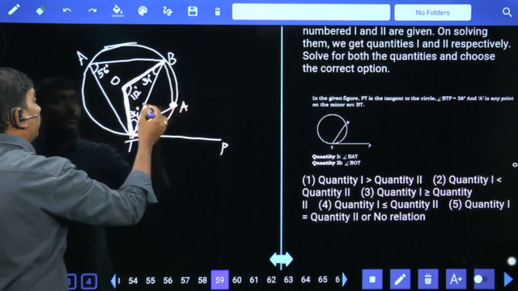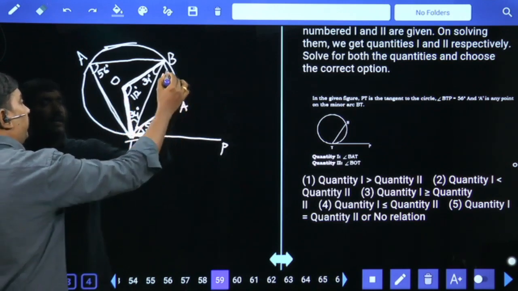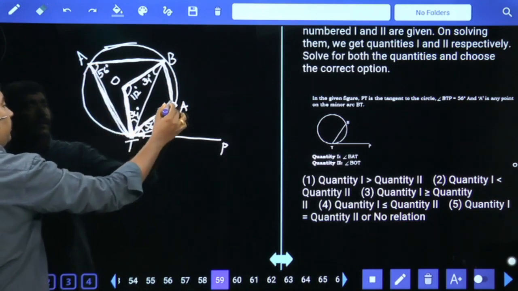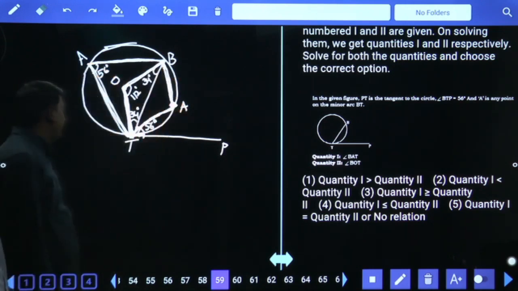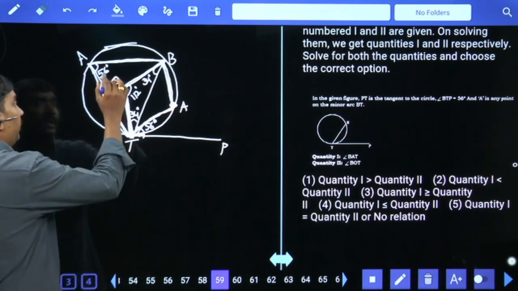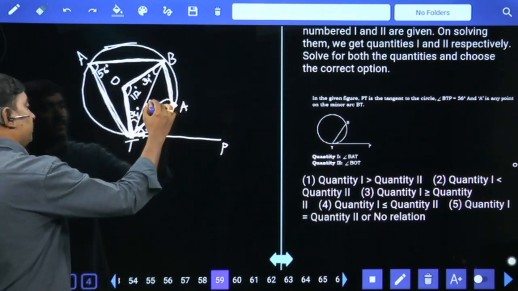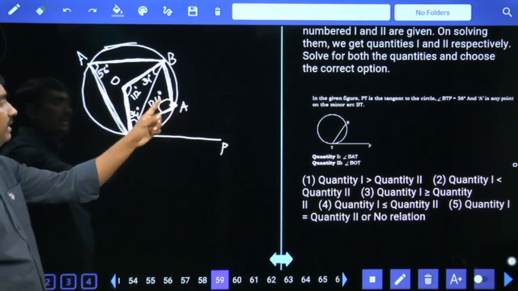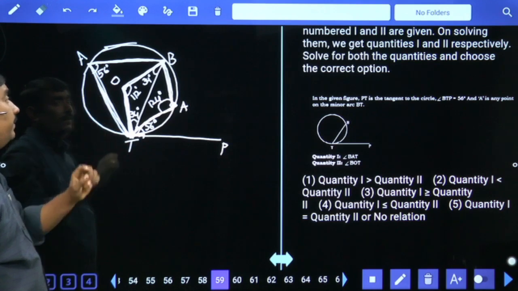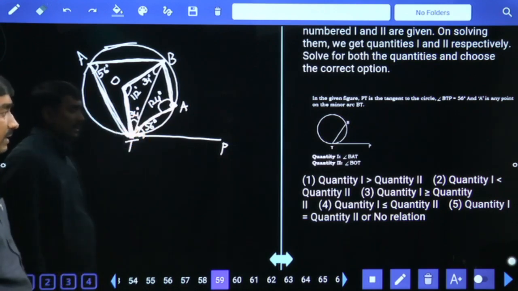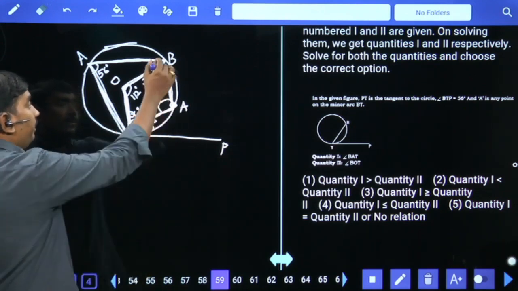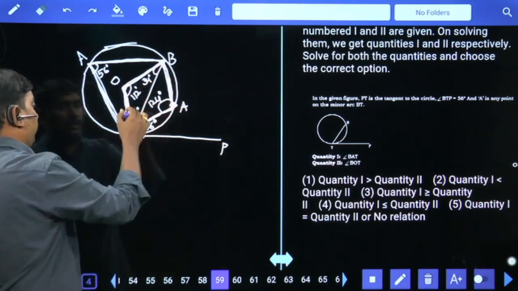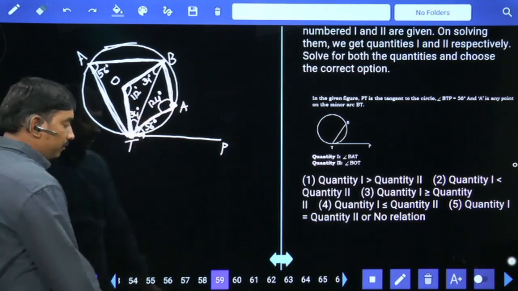If you join these two, this is a cyclic quadrilateral. In a cyclic quadrilateral, the sum of opposite angles is 180 degrees. Out of 180, I already have 56 here, so this must be 124 degrees. Why? Because in a cyclic quadrilateral the sum of opposite angles is 180, and out of 180, 56 is over, so the remaining is 124. Angle BAT is 124, angle BOT is 112. So 1 is greater than 2, that is your answer.